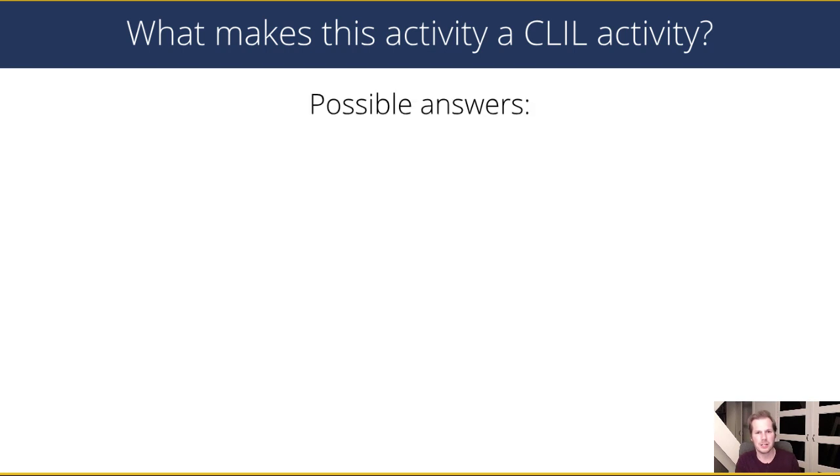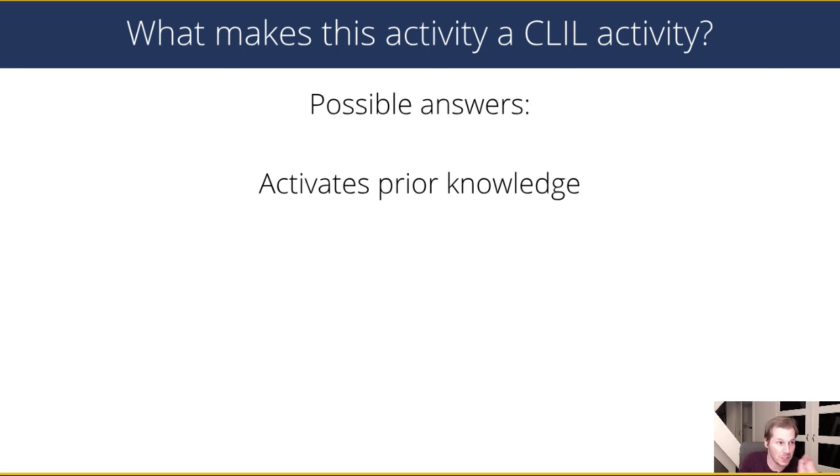Now, why is this a CLIL activity? Well, there's a couple of ways you can answer this question. It activates prior knowledge because you ask students to come up with things they already know. They see a word and they have to come up with, okay, what do I know about this word and how does it compare with the other word?